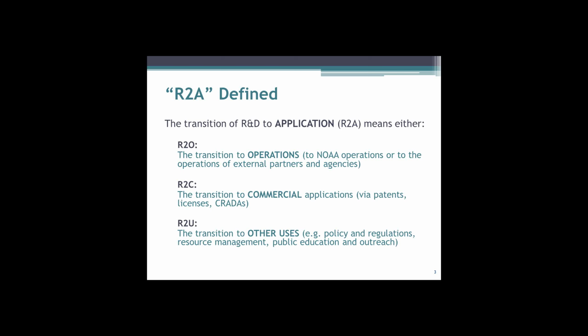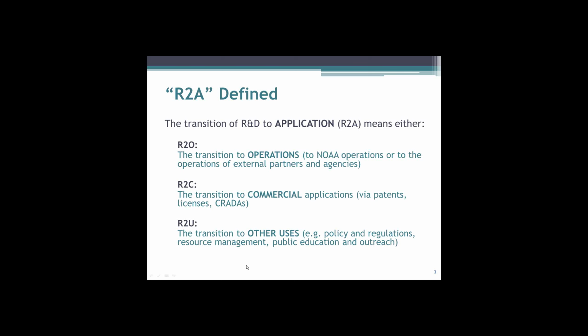You may ask, what is R2A? This is defined in the administrative order that I referenced in the previous slide. The definition is the following. The transition of research and development to application means one of three things, or possibly a combination of these three things. Research to operations, which is the transition to operations, either to NOAA operations or to the operations of external partners and agencies.